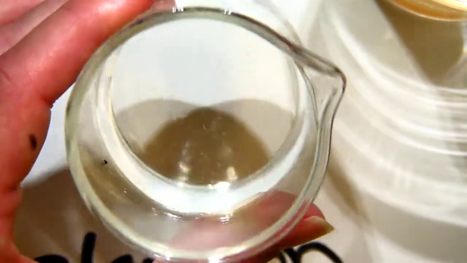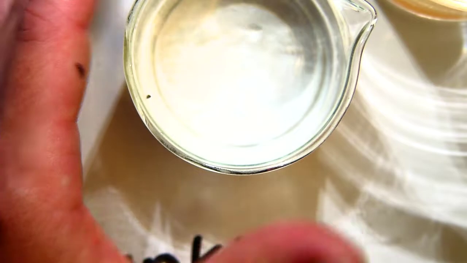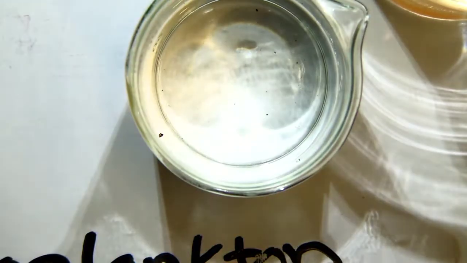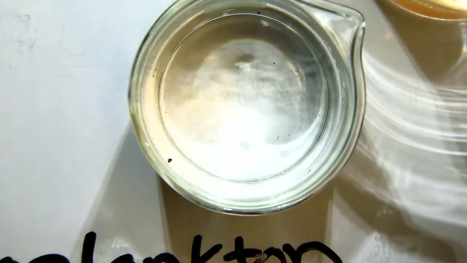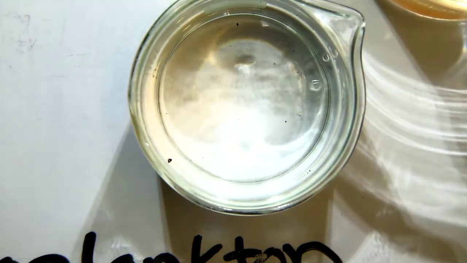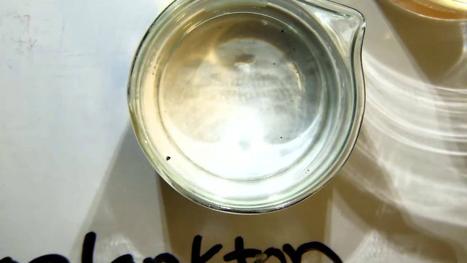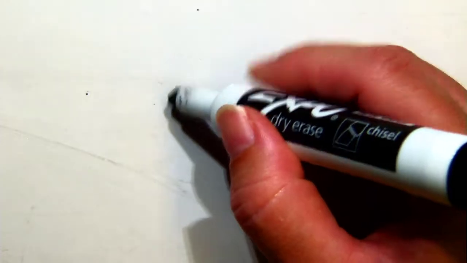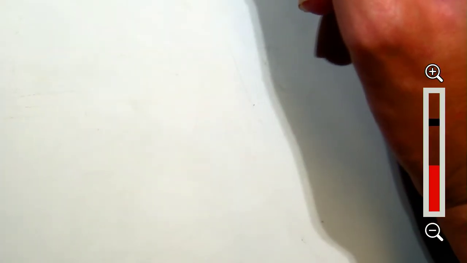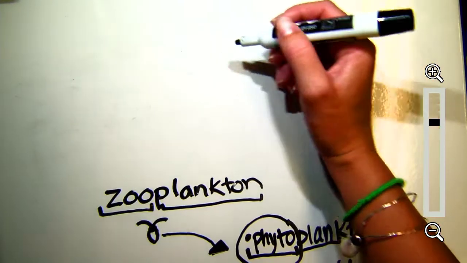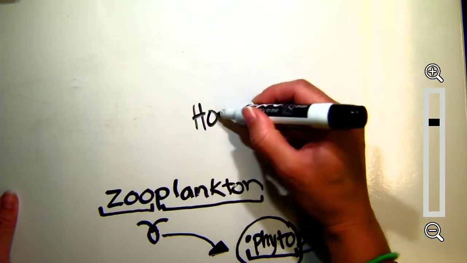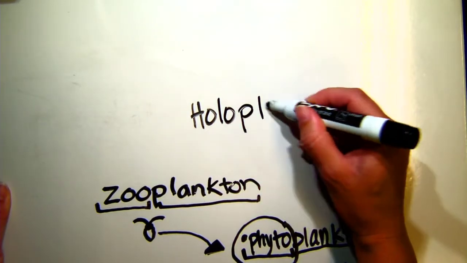So again, most plankton is really tiny, but these brine shrimp here are almost like a tiny version of a shrimp. This is actually going to be plankton their whole life. So again, I'm going to write that word down for you. I'm going to back up a little bit here, we're a little zoomed in. That word is called holoplankton.